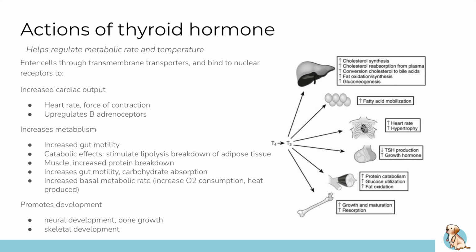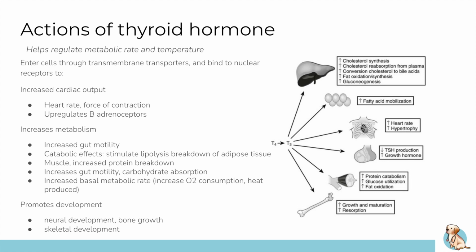Okay, now let's run through what the thyroid hormones actually do. Overall, the thyroid helps with regulation of homeostasis, regulating the metabolic rate and temperature, and it enters the cells through transmembrane transporters and binds to nuclear receptors. So, things that it does. In the heart, it increases cardiac output, so it increases the force of contraction and speeds up heart rate. It also upregulates, so it increases the number of beta adrenoreceptors.